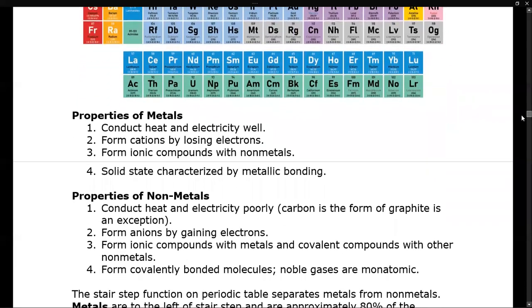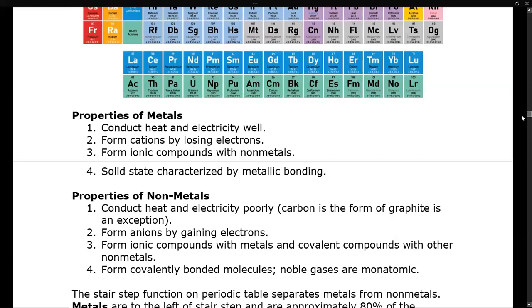Also, the periodic table starts with metals on the left to nonmetals on the right, and metalloids at the interface between the two. Metals tend to conduct heat and electricity very well. Metals tend to form cations by losing electrons, and they form ionic compounds with nonmetals. The solid state is characterized by metallic bonding, which can be strong in many cases. Nonmetals conduct heat and electricity poorly. Carbon in the form of graphite is an exception. It does conduct heat and electricity fairly well.